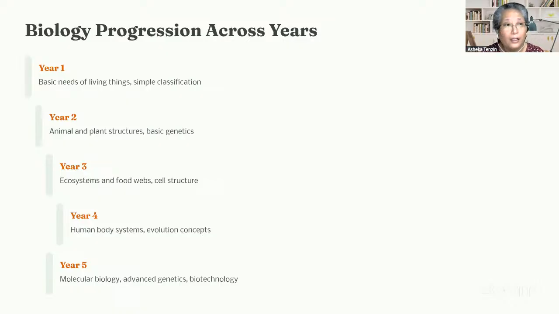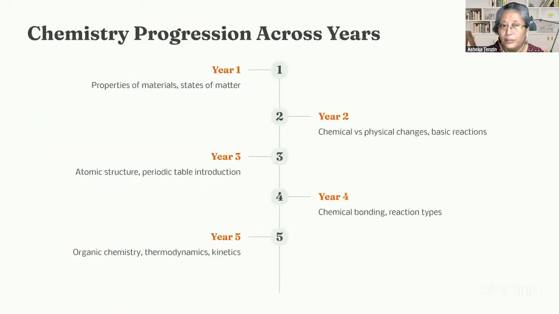Now, in chemistry, what you can do is, in year 1, teach properties of materials and states of matter. Year 2, you can look at chemical and physical changes, basic reactions. Year 3, you can look at atomic structure and the periodic table, introducing that. Year 4, chemical bonding and reaction types, and in year 5, organic chemistry, thermodynamics, and kinetics. Again, this is a suggestion.